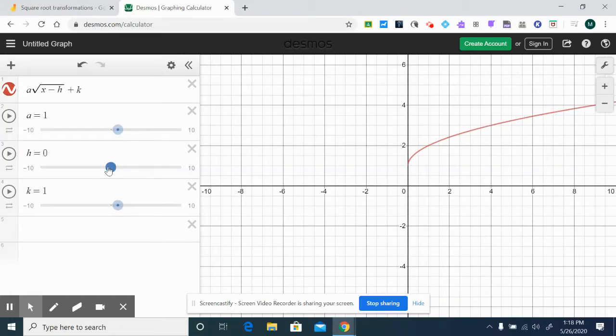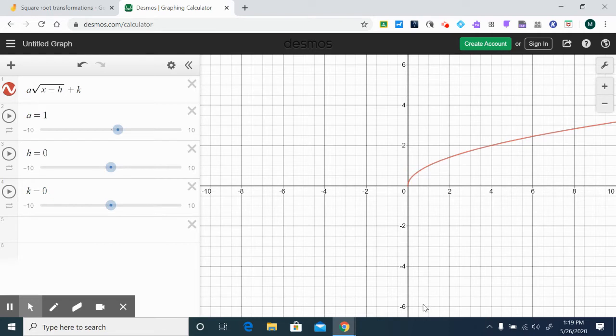Hey, ladies and gentlemen, so today we're going to be talking about the square root function. So here's our square root function. It's actually the inverse of our quadratic function, or that y equals x squared function. And so we're going to look at the different transformations on this function.